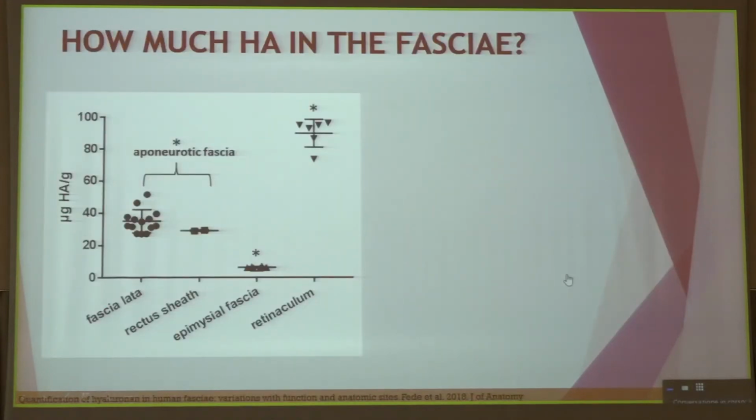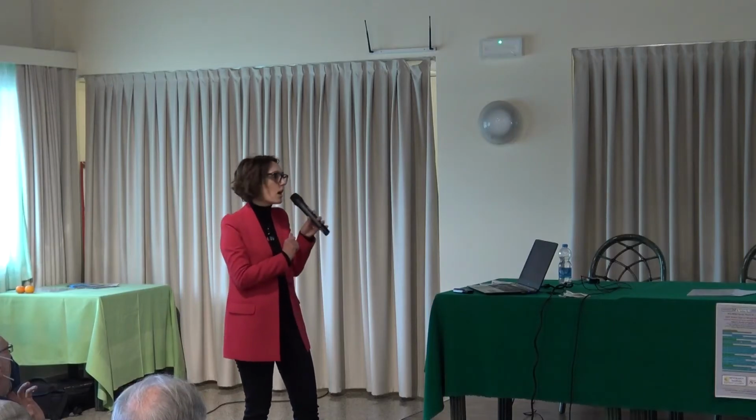But how much hyaluronan is there in the fascia? We collected different types of human fascia, for example, from the hip, from the abdomen, and we found that every time, more or less, the mean amount of hyaluronan was the same, 35 micrograms per gram of tissue. It is not so much, it's less with respect to the skin, but this quantity remains constant, and it is a sufficient quantity to permit the gliding of the fascia.